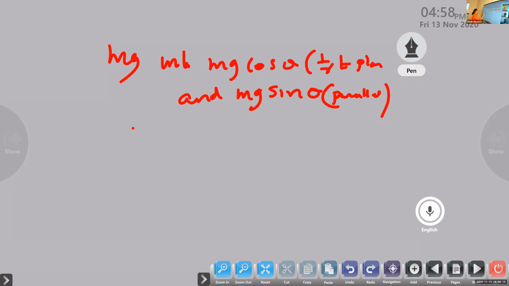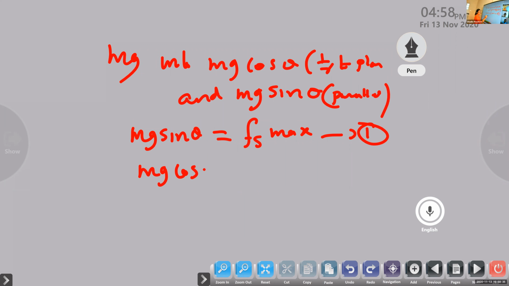So, opposite to mg sin theta, the force which is acting is the maximum limiting static friction. So, by looking at the diagram, mg sin theta is opposite to Fs maximum, that is equation 1. Similarly, the vertical component mg cos theta, the equal force which is acting in the opposite direction is the normal reaction force.